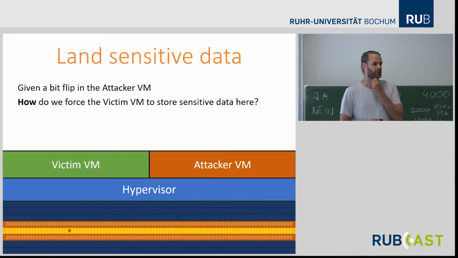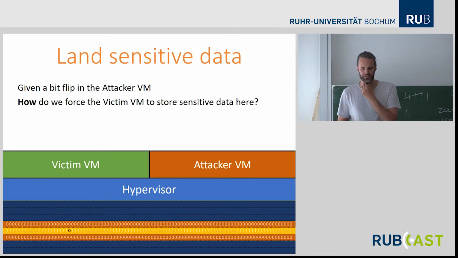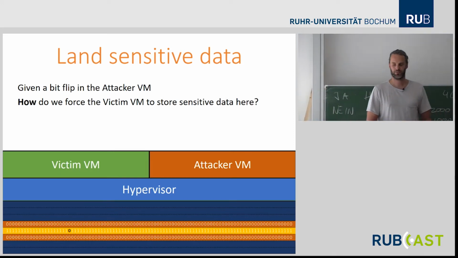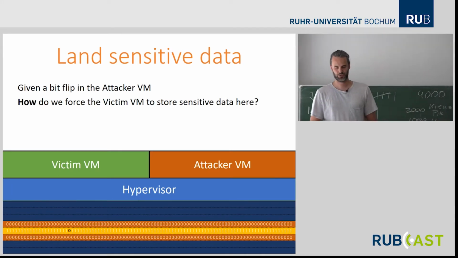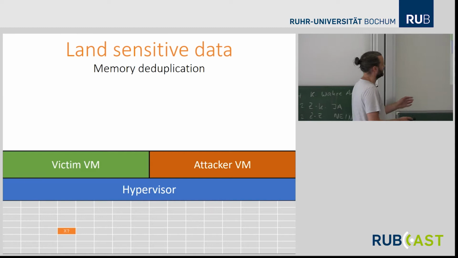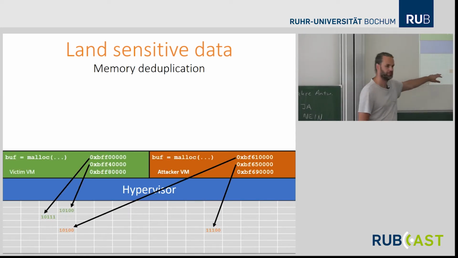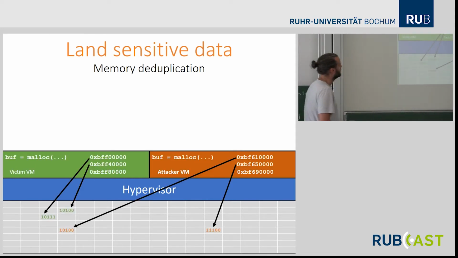Then the second step of Flip Feng Shui is landing some sensitive data. Given a bit flip in the attacker VM, how do we force the victim to store something in this location? For this, they use memory deduplication. So what is memory deduplication? It's pretty straightforward. You have physical memory here, here's the bit flip, and we want to store something at this location.